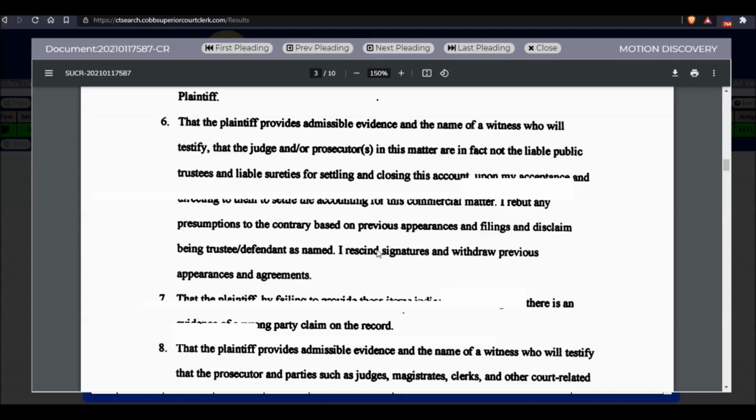I rescind signature and withdraw previous appearance and agreement. Remember, this is supposed to be a discovery, not a separate document. You have to be specific with what you're doing. You cannot mix and match. If you want to create a rescission of signature, an affidavit of rebuttal, do that.